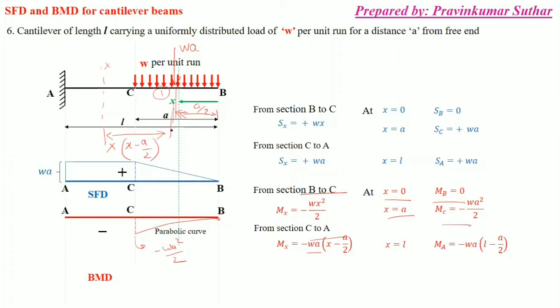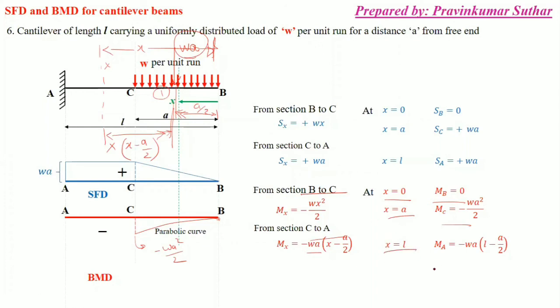Because this is total X here, total X. And this is A by 2. So simply X minus A by 2, and this load is WA. So simply force, that is WA, and distance is X minus A by 2. Simply force into perpendicular distance. So that is the bending moment.